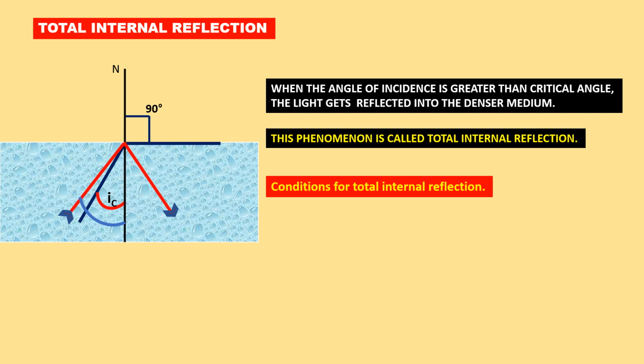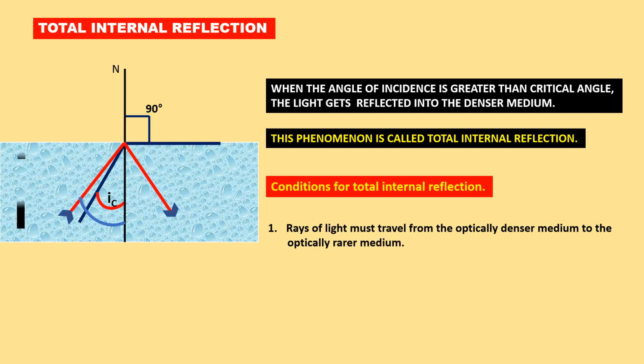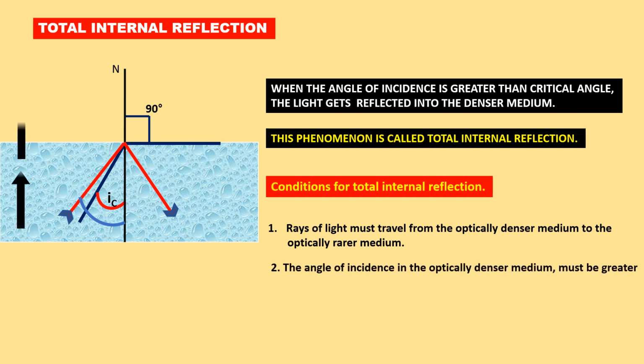There are conditions for total internal reflection. Rays of light must travel from the optically denser medium to the optically rarer medium. This is the first condition. And second is the angle of incidence in the optically denser medium must be greater than the critical angle. So these are the two conditions for total internal reflection to take place.